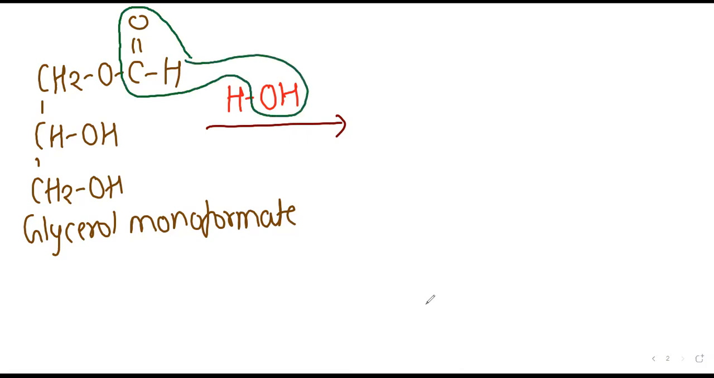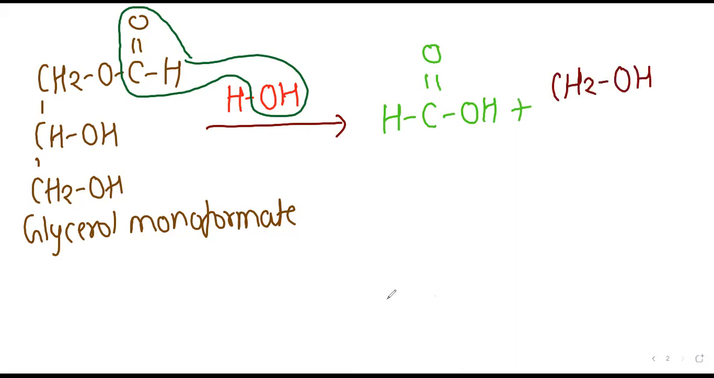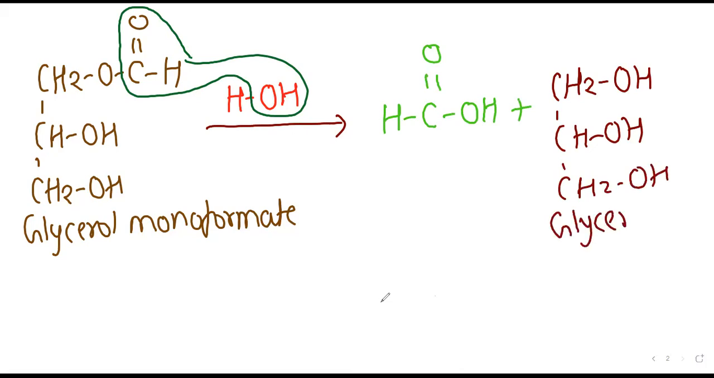So the remaining product will be HCO joined with OH. Put OH here like this. Now the rest part: CH2, and here O had left, one H came, so OH comes. Again here CHOH and next CH2OH, one level. It means that at the end of the reaction, glycerol molecule is regenerated and the product formed is methanoic acid.